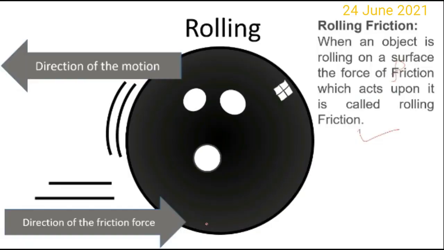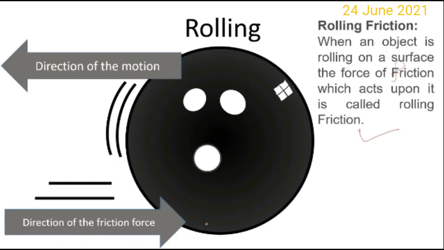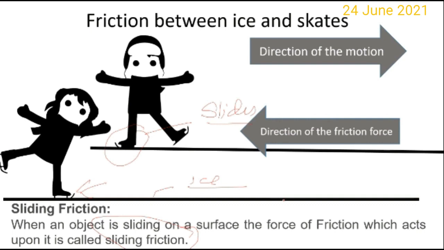Well, we have learnt in this video tutorial about rolling friction and sliding friction. Rolling friction is the friction which acts on the object when the object rolls, and sliding friction is the friction which acts on the object when the object slides. Right? These are the two types of friction which we have studied now. But there are two more.